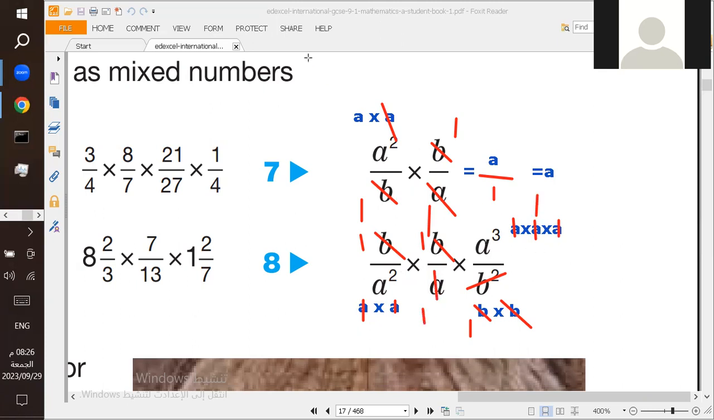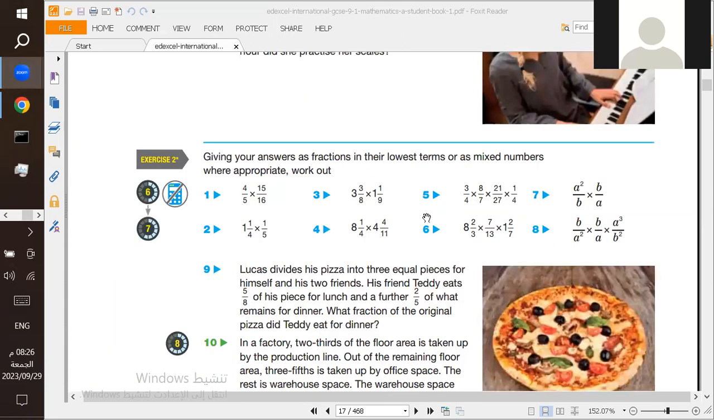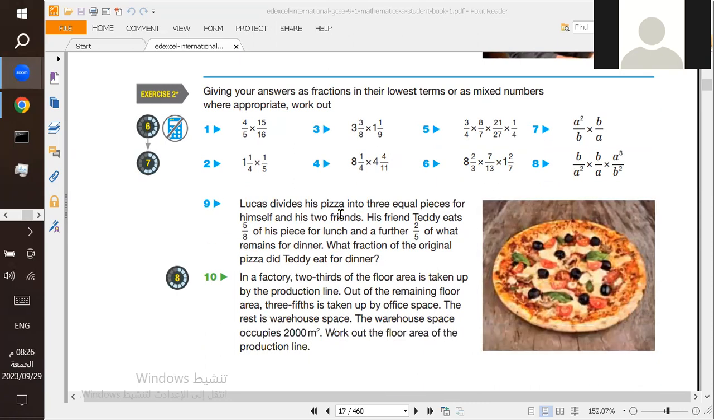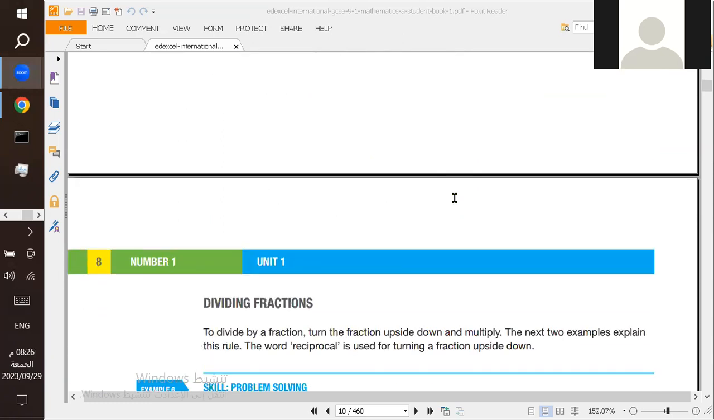So 1 times 1 equals what? Equals 1. So the final answer is 1. That's the idea of multiplying fractions and simplifying fractions. Okay? That's the idea for this question. Focus on it, because these questions are important and they like to bring them in the test. Let's move on to the next questions.